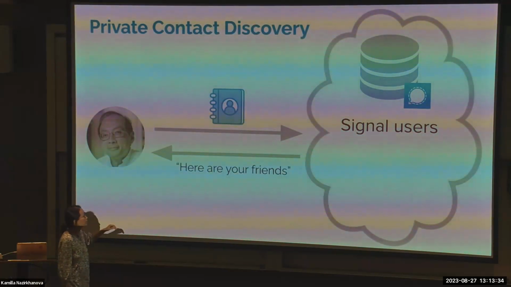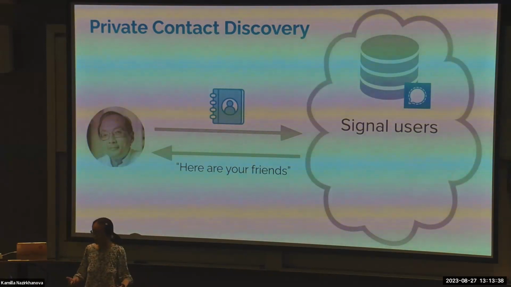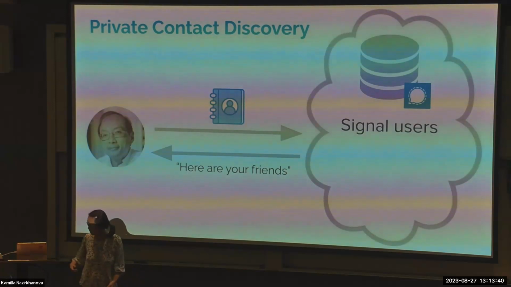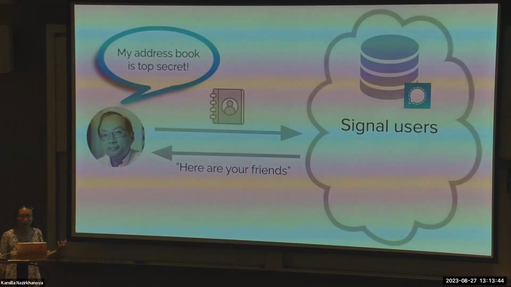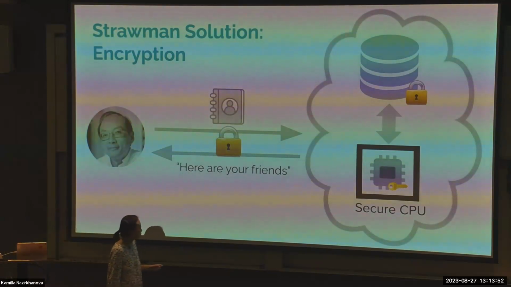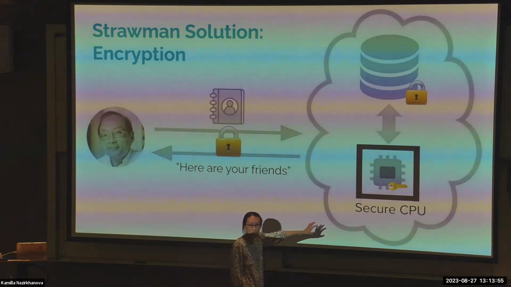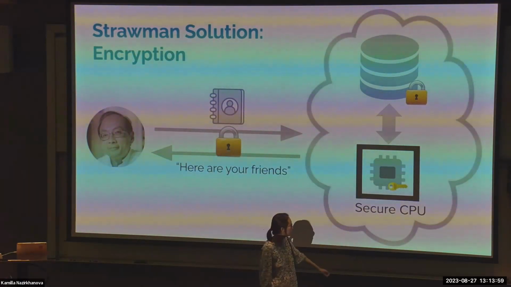Let's say David goes on Signal, and Signal says, okay, why don't you send me your address book, and I can tell you which of your friends are on Signal. But obviously, David is concerned that he doesn't want to leak his address book. So how do we solve this problem? Here's a naive idea. It turns out Signal uses trusted hardware in the cloud. They have Intel SGX running on their servers.